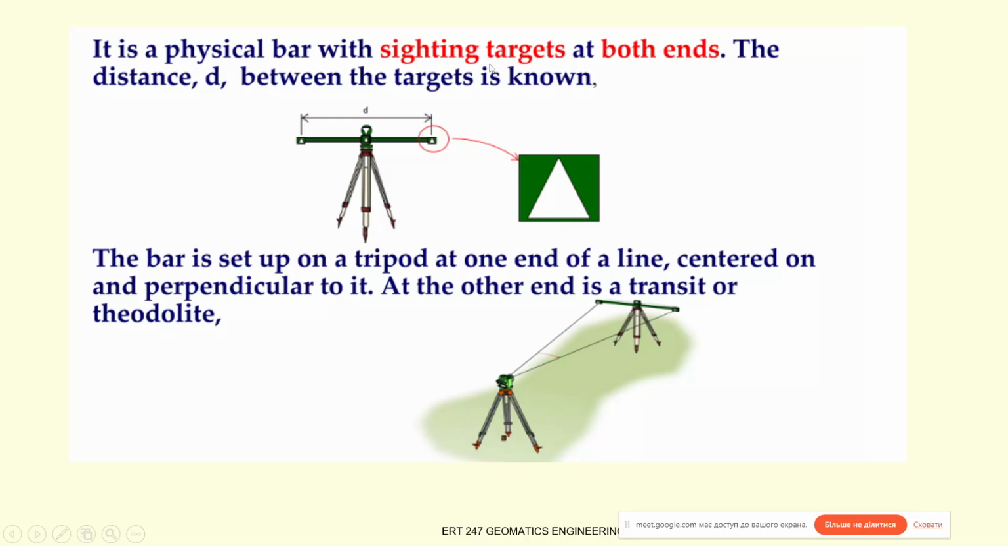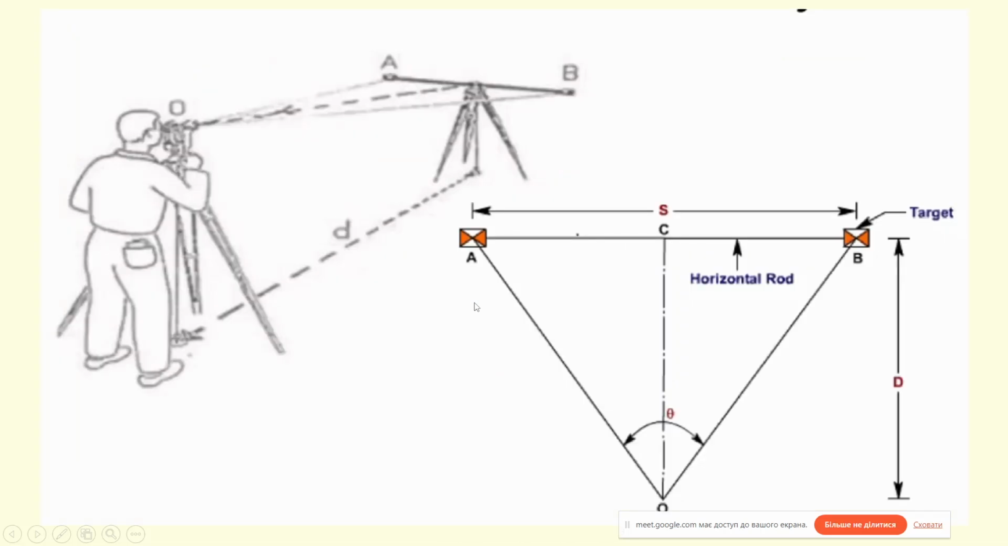It is a physical bar sighting targets at both ends. The distance d between the targets is known. The bar is set up on a tripod at one end of a line, centered and perpendicular to it. At the other end is a transit or theodolite. So, in this case, we can measure the theta angle. The opposite side of the triangle is S.